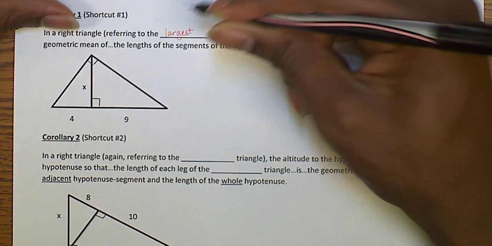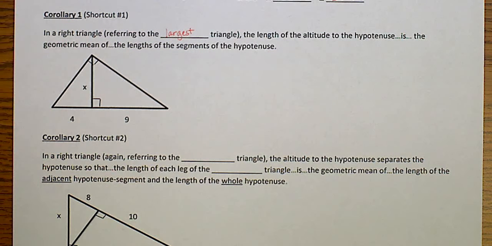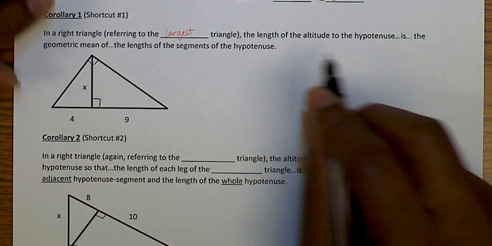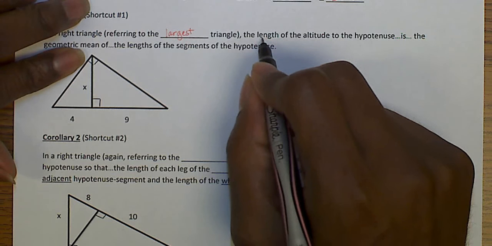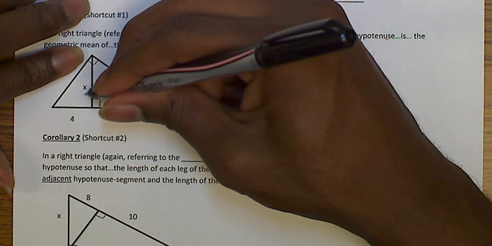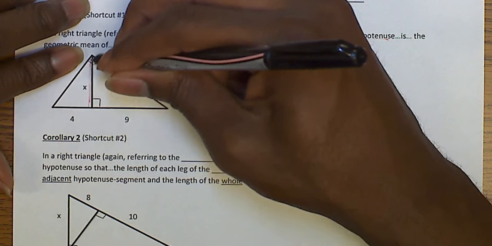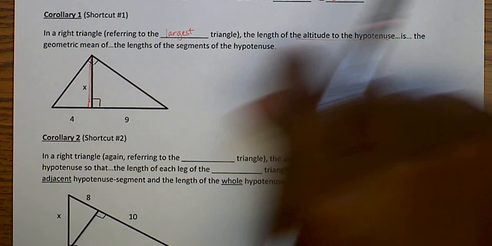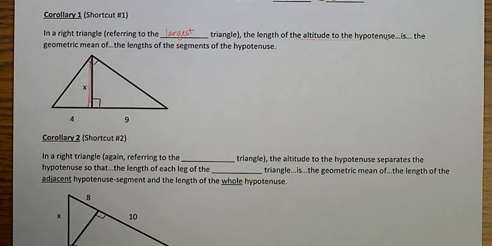Okay, in a right triangle, the length of the altitude to the hypotenuse is the geometric mean of the length of the segments of the hypotenuse. Okay, so breaking that down into what it means. The length of the altitude to the hypotenuse, that's this value, the perpendicular line from the vertex to the opposite side, the hypotenuse, is the geometric mean.